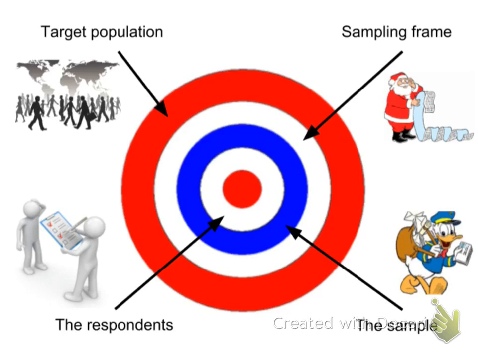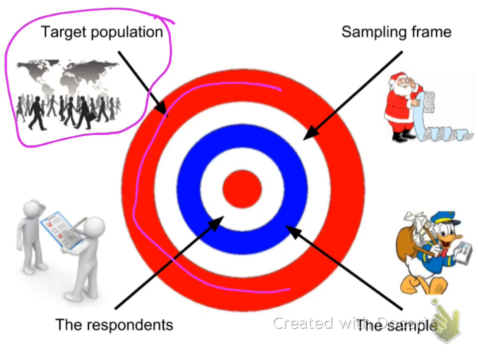So I start with some kind of target population and I define who that target population is. And that's kind of like my outer ring of my target here. So that's what I start with. That's who I want to gather information from.